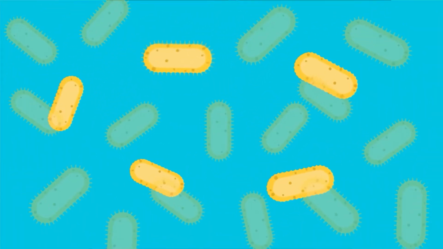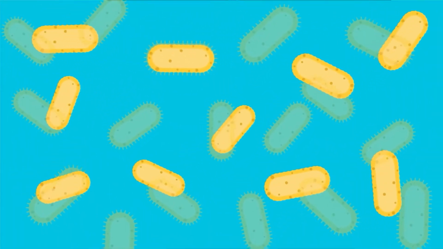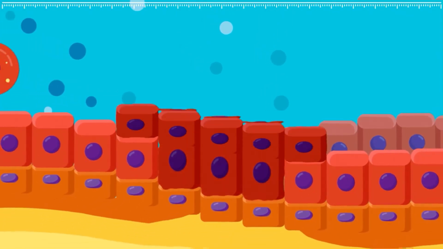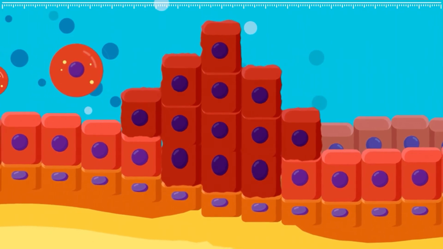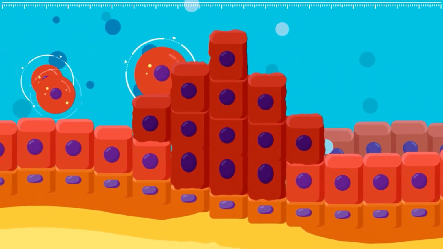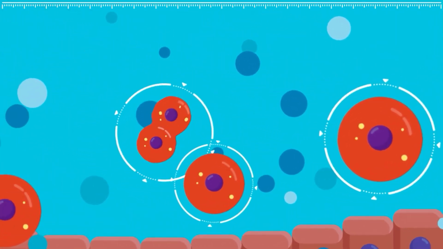It is a method of multiplication in unicellular organisms. If mitosis remains unchecked, it may result in uncontrolled growth of cells, leading to cancer or tumor. The next important phase of cell cycle is meiosis.